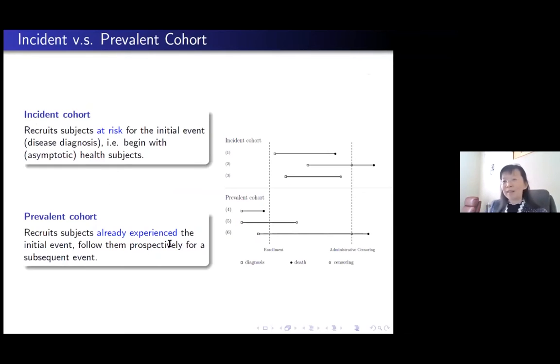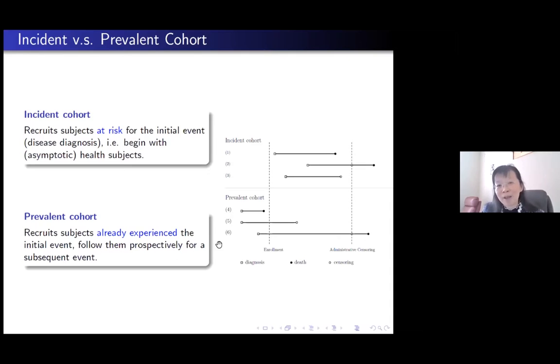Now let's move on to the first example in my talk, a prevalent cohort of breast cancer. When studying the natural history of a disease and assessing the intervention effects on survival at the population level, the incident and the prevalent samplings are commonly used for recruiting cohort subjects.